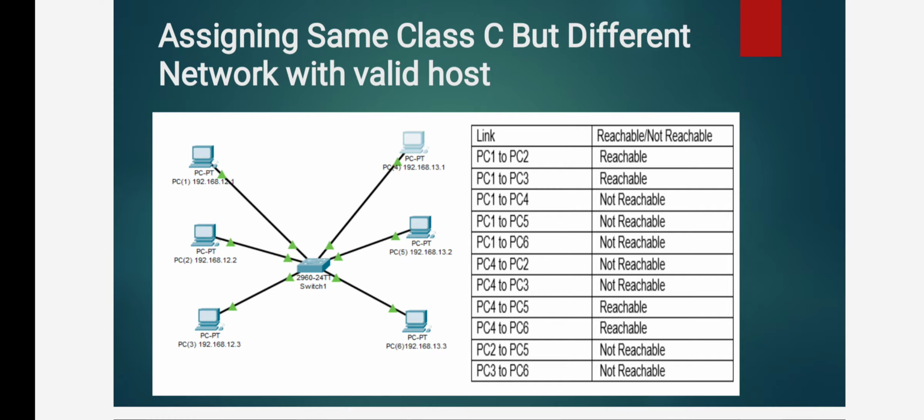In the next part, assigning the same class C but different networks with valid hosts. PC1 has 192.168.12.1. PC2, 192.168.12.2. PC3, 192.168.12.3. PC4, 192.168.13.1. PC5, 192.168.13.2. PC6, 192.168.13.3. So here are the links in the right side.